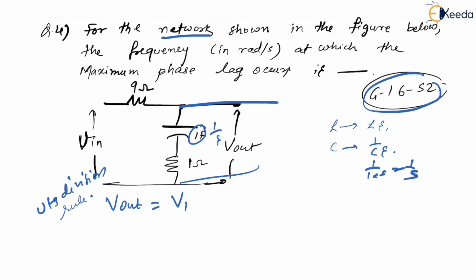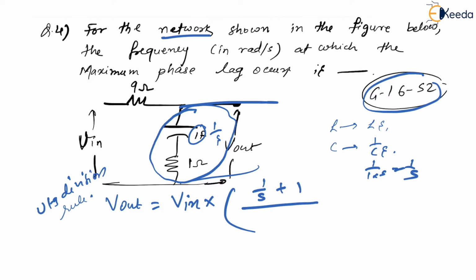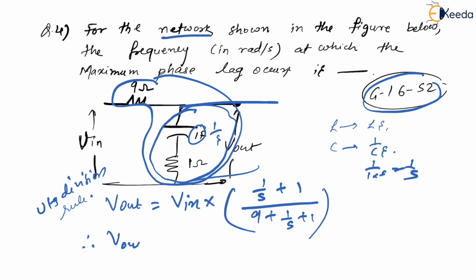Definitely it will be the total voltage V in multiplied by what? Multiplied by the impedance across this V out, which is nothing but 1 by S plus 1, the whole divided by the total impedance. Total impedance is what? 9 plus 1 by S plus 1. Is that correct? Which means you get V out to be equal to how much? V out is equal to 1 by S plus 1 upon how much? 9 plus 1 is 10. 10 plus 1 by S, into V in. Is that correct?